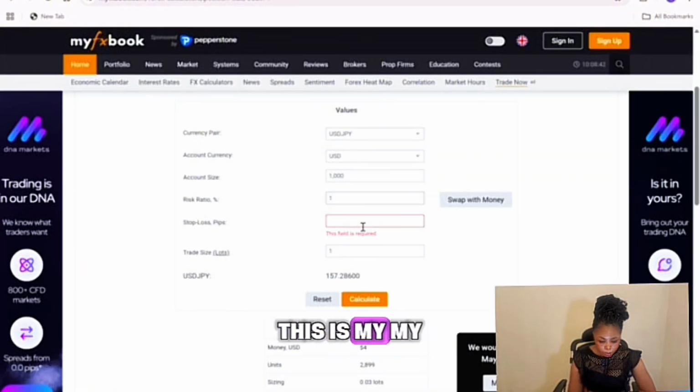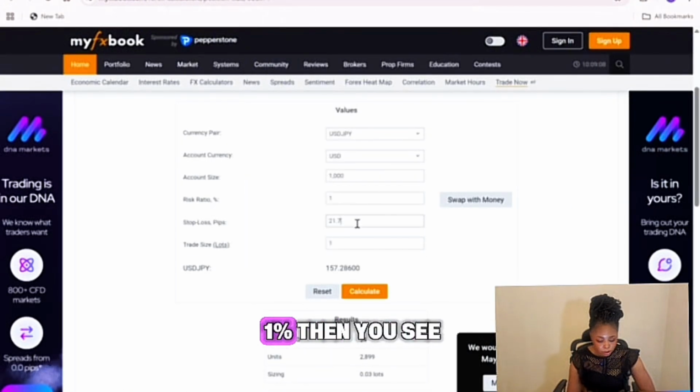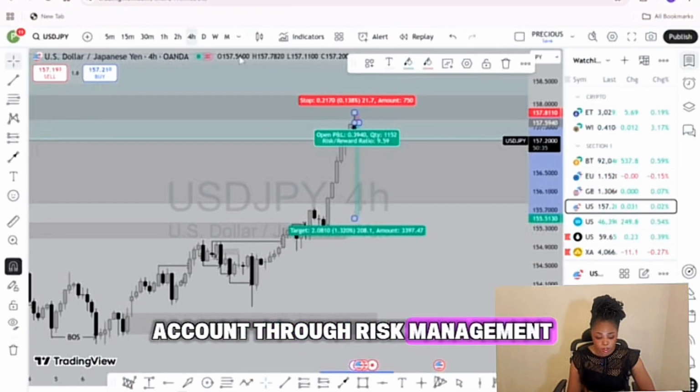This is my stop loss pips. You can see 21.7. I'm going to type in 21.7. Then I'm risking 1%. Then you see, when this hits my stop loss now, I'm going to lose just $10. So this is the lot size I'm going to use, 0.07. So it's very important to know how to protect your account through risk management.